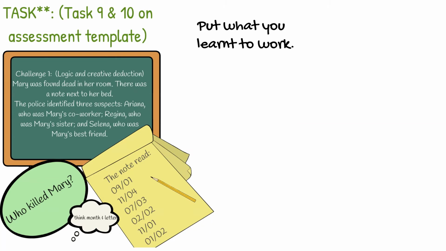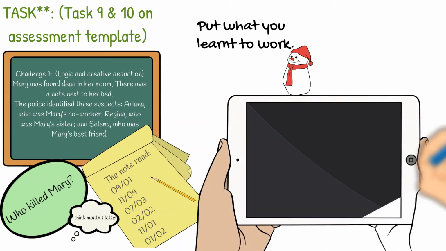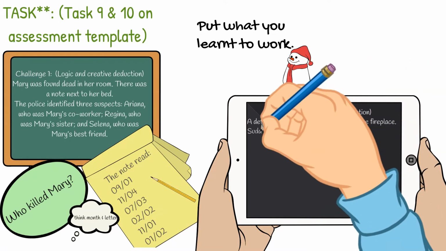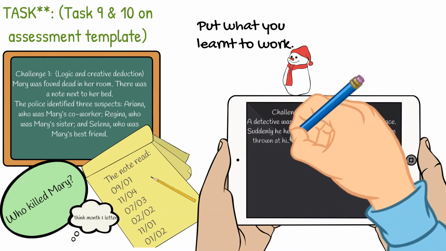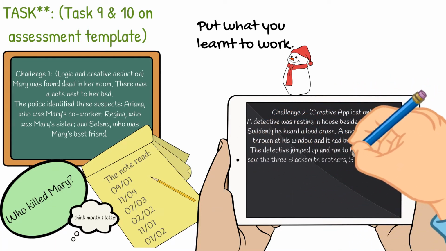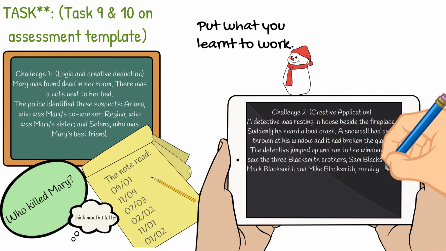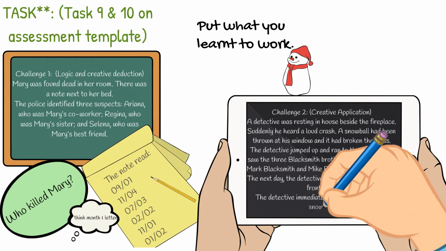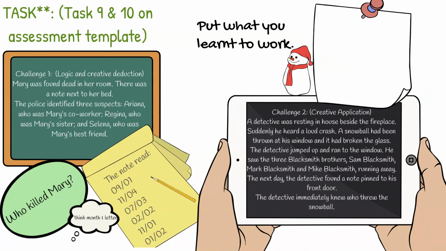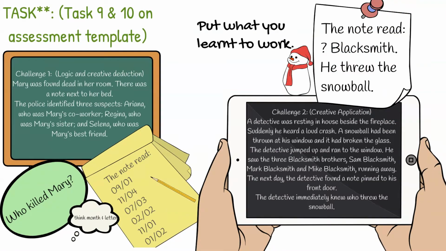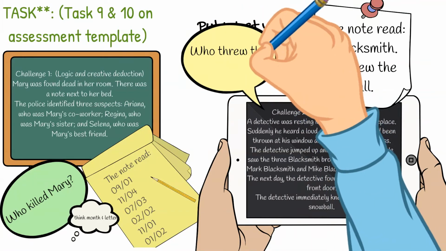You will need to use creative application for this problem. A detective was resting in a house beside the fireplace. Suddenly he heard a loud crash. A snowball had been thrown at his window, and it had broken the glass. The detective jumped up and ran to the window. He saw the 3 Blacksmith brothers, Sam Blacksmith, Mark Blacksmith, and Mike Blacksmith, running away. The next day, the detective found a note pinned to his front door. The detective immediately knew who threw the snowball. Who threw the snowball?